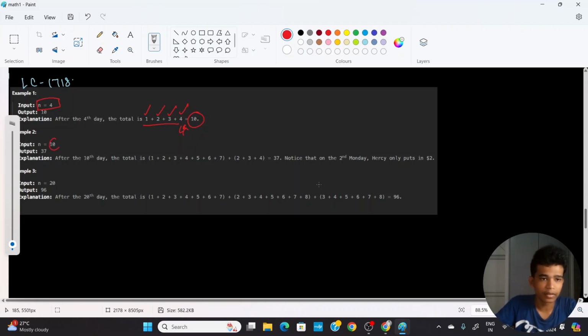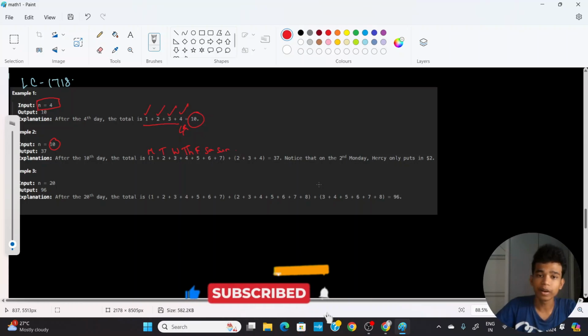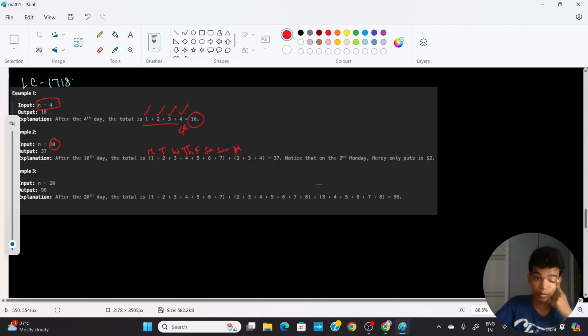Now, n is equal to 10. If n is equal to 10, it is Monday, he will put 1. Then Tuesday, 2. Then Wednesday, 3. Then Thursday, 4. Then Friday, it will be 5. Then Saturday, it will be 6. Then Sunday, it will be 7. Then again Monday. On Monday, he will put one more than the previous Monday. What is the previous Monday's value? It is 1. So he will put 2. So 2, then 3, then 4. So what is the total? It is 37. Hope you understand.